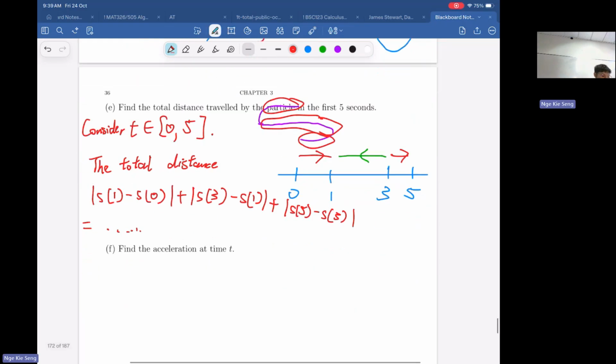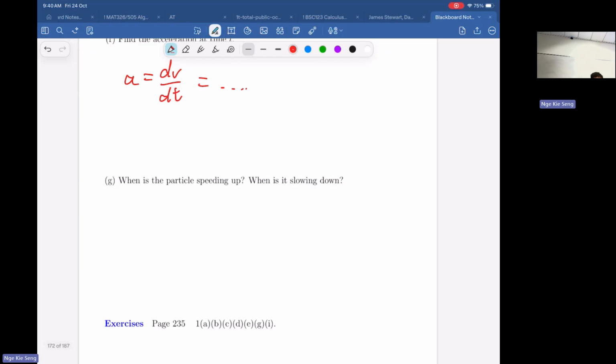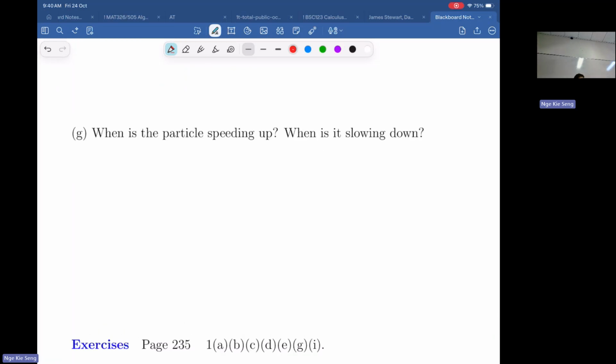Okay. How about acceleration? You just do dv/dt. You differentiate once more. Now here becomes speeding up and slowing down. So the question asks, when is the particle speeding up or slowing down? In real life, people ask you, when do you speed up? When do you slow down? Can you explain using velocity, displacement, or acceleration?